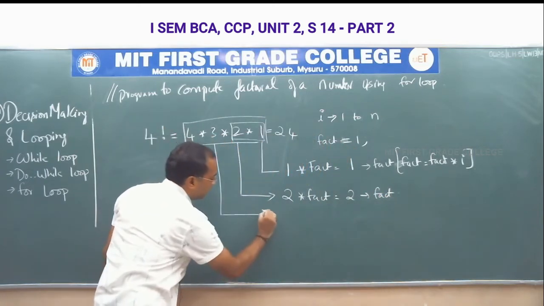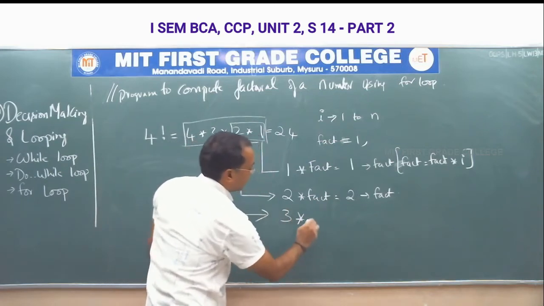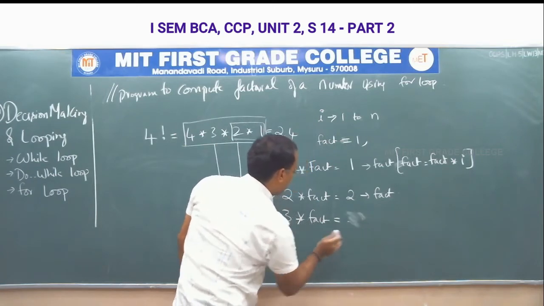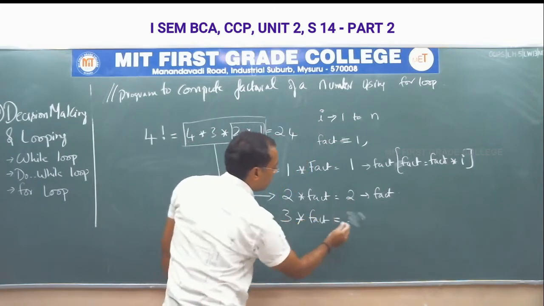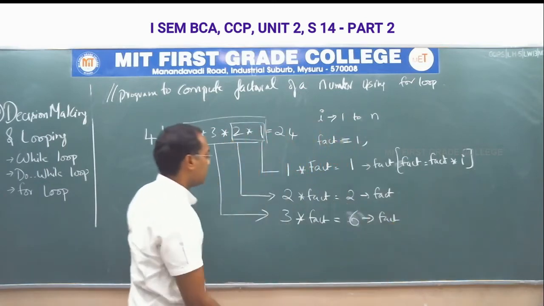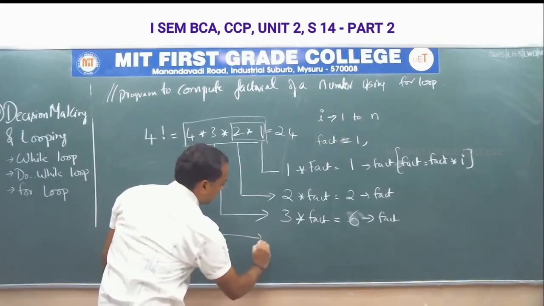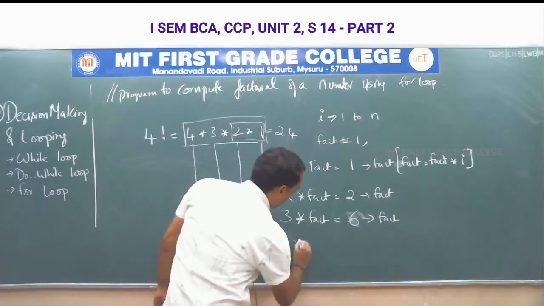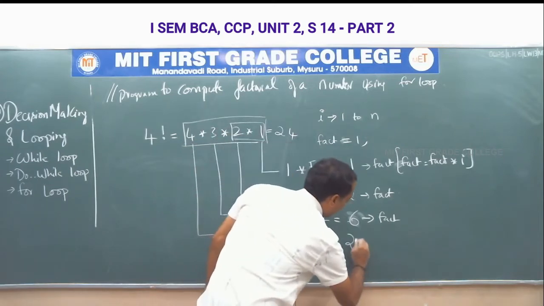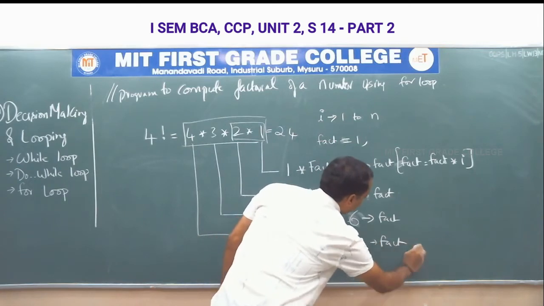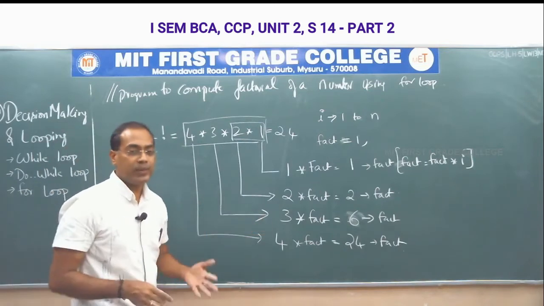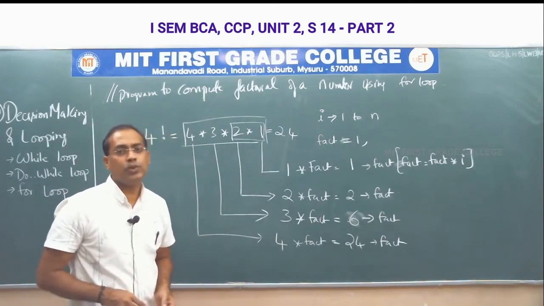Next number generated is 3. 3 is again multiplied by fact. Fact value is 2. Answer is 6. 6 will be assigned to fact as per this instruction. The next number is 4. 4 into fact. What is the value of fact? 6. 6 4s are 24. This is assigned to fact, and we are done with generation of all the numbers, and we got the result 24. This is how you need to build the logic.